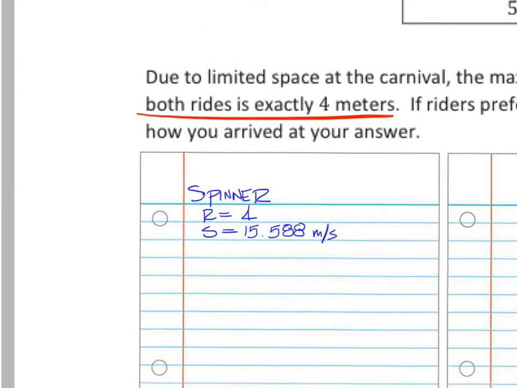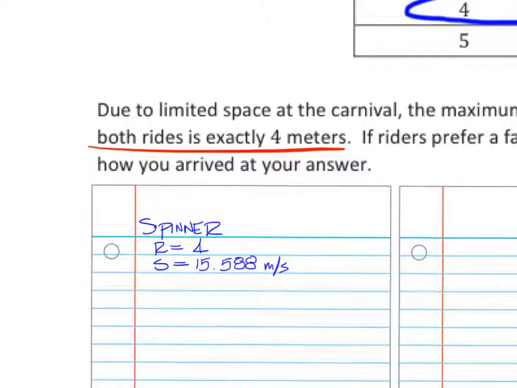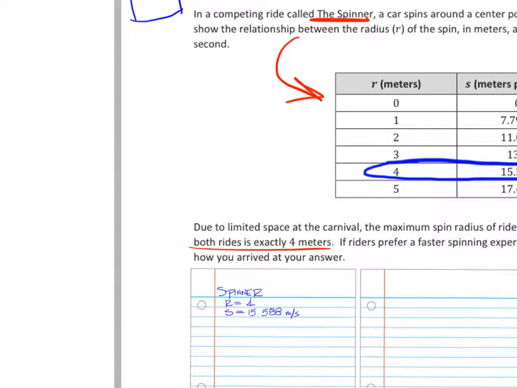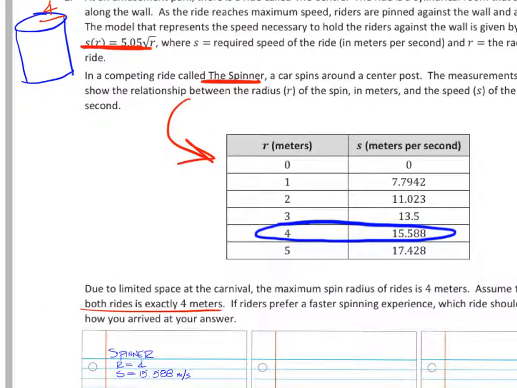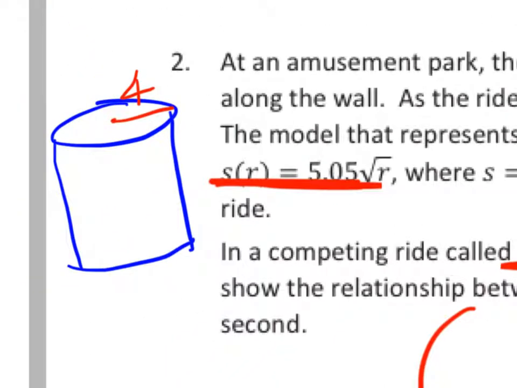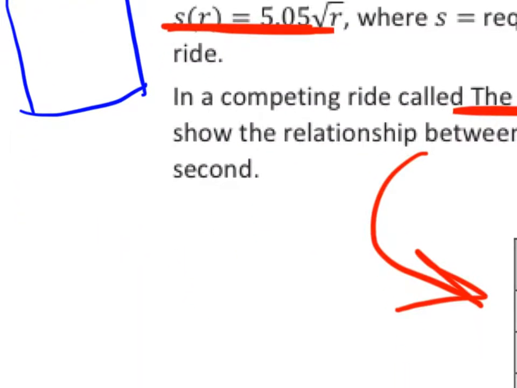Is that all we need to solve the problem? Yes or no? No. Well, that takes care of the spinner. Where is the center at? It's the equation up here. It is the function. How can I figure out how fast in meters per second the center ride goes with a radius of 4 meters? 5.05 times the square root of 4. That's right. Insert the radius of 4 into that function.